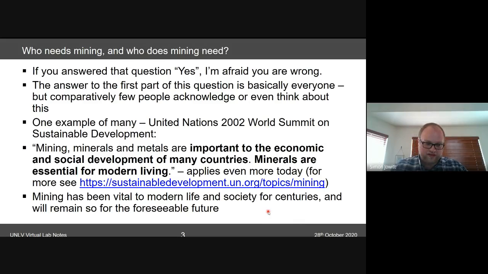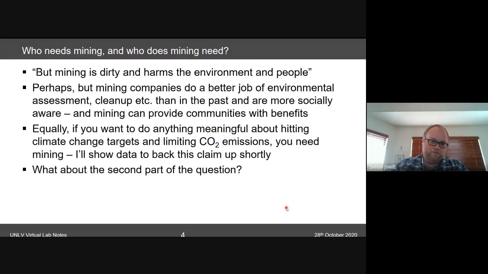But what I'm going to start off by saying is, mining has been vital to modern life and society for centuries, and it's going to be this way for the foreseeable future. We as a society require mining to have the standard of living we've come to know and love. But one point is, mining is dirty and harms the environment. It harms people. Perhaps it does.